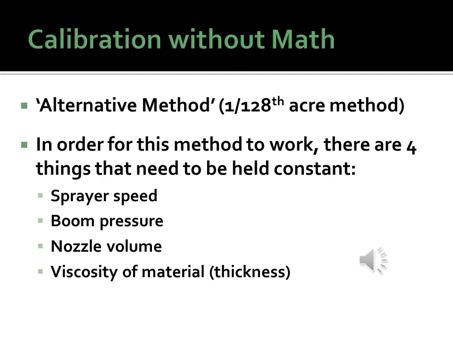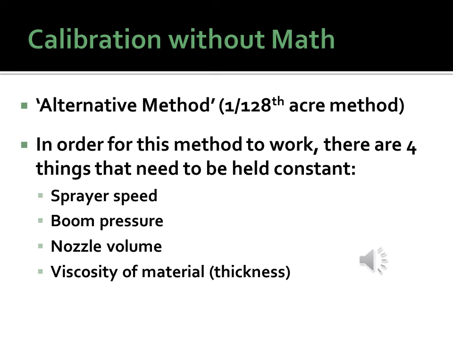When doing the 1/128th acre method, there are four things that have to remain constant, and that's going to be your sprayer speed, your boom pressure, your nozzle volume, and the viscosity of your material, the thickness. Sprayer speed, you have to go the exact same speed. Boom pressure, check your gauges, make sure your PSI, everything's good to go on your pumps. Your nozzle volume and your viscosity.